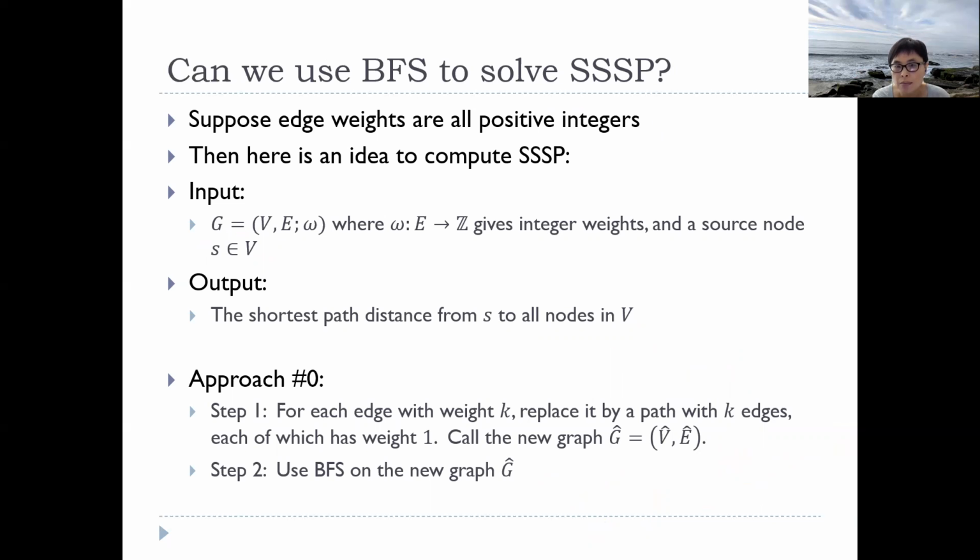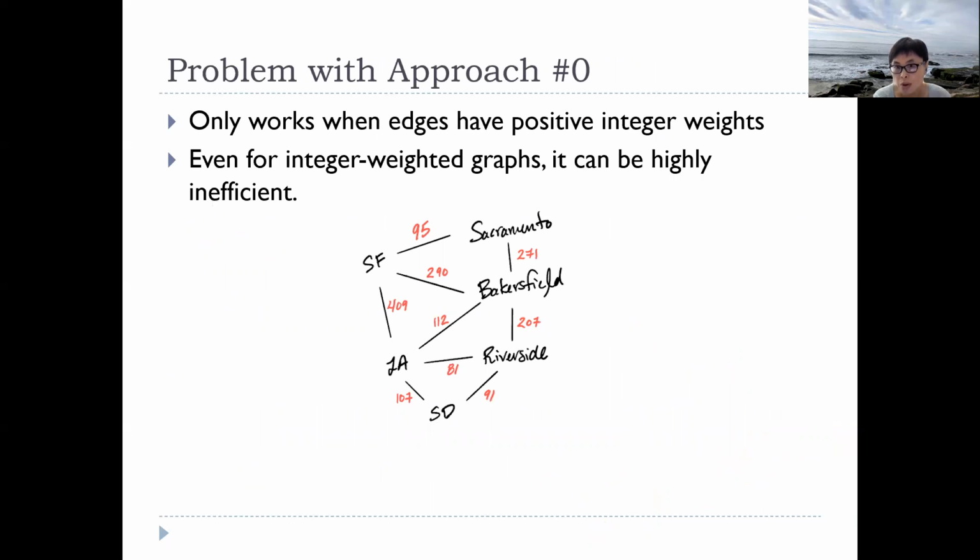But what's wrong with this algorithm? Number 1, for this to work, I need the edges to have positive integers as weights, because I have to make them equal weights. Number 2, even for integer weighted graphs, it can be very inefficient. In this case, I have 95 as the edge weight, so I have to replace this single edge with 95 edges. And here it's 409, so I have to replace this one with 409 edges. You are significantly increasing the size of the graph, which is really not necessary. So we can use BFS this way, but it's not a very efficient approach. We want something better, and that's what we're going to talk about next.